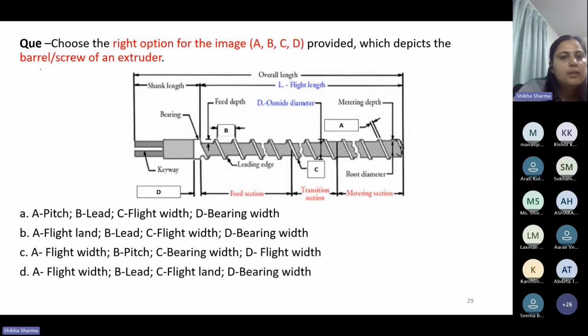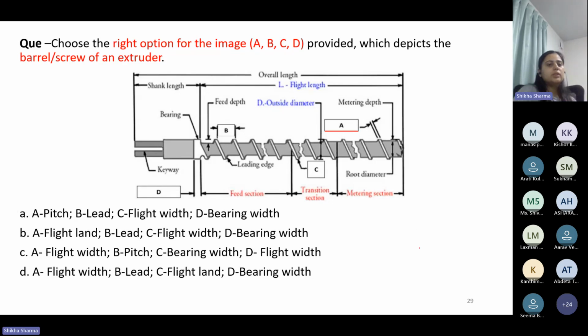Everyone is clear, right? Now let's discuss some questions about extrusion. We have this image. In this image, we have A, B, C, D, and we need to tell about the parts A, B, C, D of the barrel or the screw of an extruder.